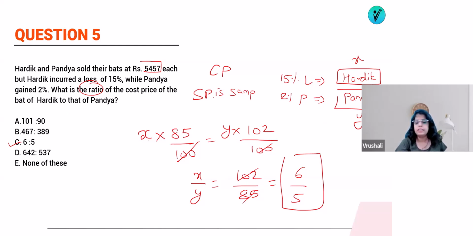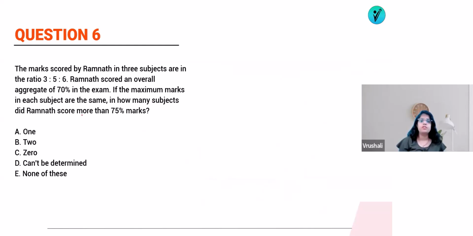Now let's solve the next question. So here is question number 6. The marks scored by Ramnath in 3 subjects are in the ratio 3:5:6. Ramnath scored an overall aggregate of 70% in the exam. If the maximum marks in each subject are the same, in how many subjects did Ramnath score more than 75%?